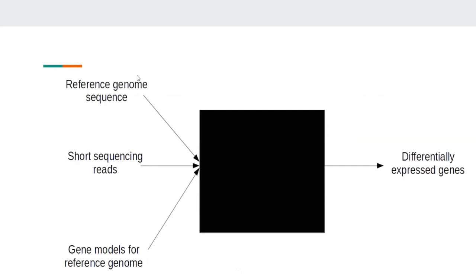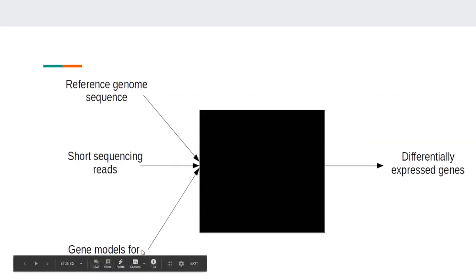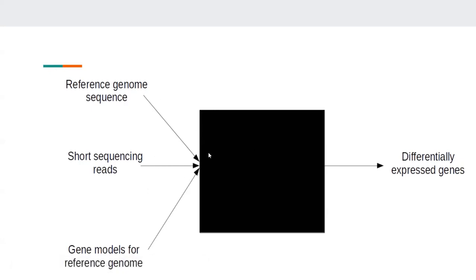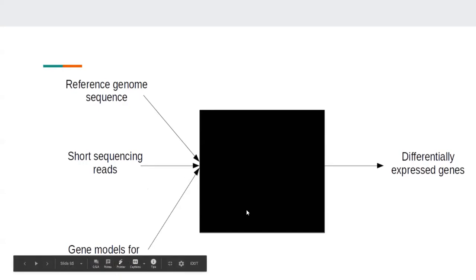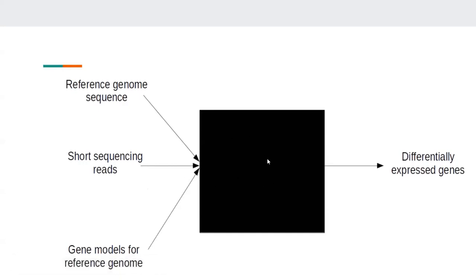So finally, to end it all, to move towards the beginning of the analysis, what we are going to finally see in the next class is, given that you have a reference genome sequence, short sequencing reads and a gene model for the genome, you will pass them through a particular black box, such that at the end of it you get the differentially expressed genes. So our motive in the coming analysis classes would be to understand this particular black box. How does it calculate the differentially expressed genes?